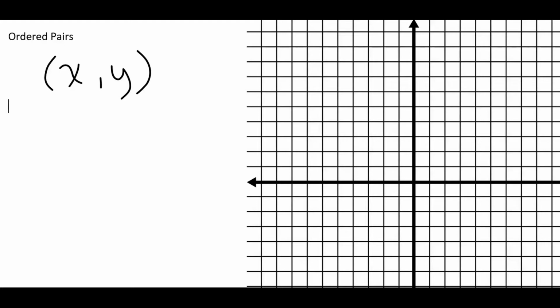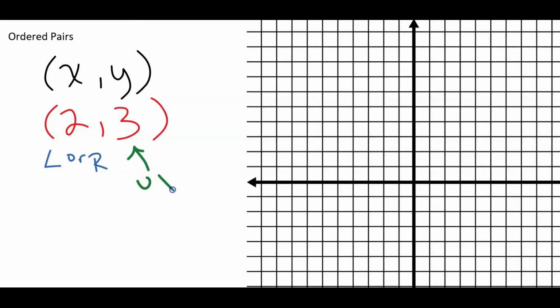Now when I see these on a graph as a set of ordered pairs, you're going to have two numbers. Let's say I had the ordered pair 2, 3. If this is my X, the X always tells me left or right. And the Y value always tells me up or down. That'll always go that way.